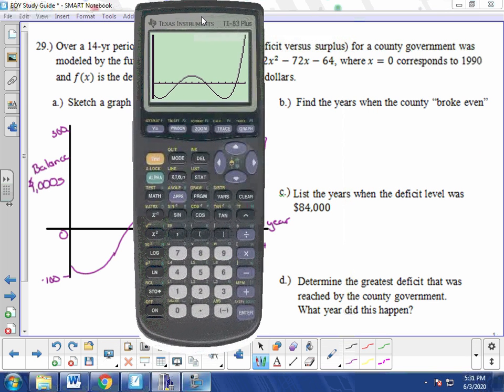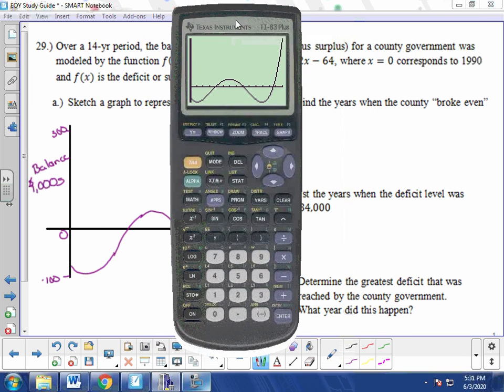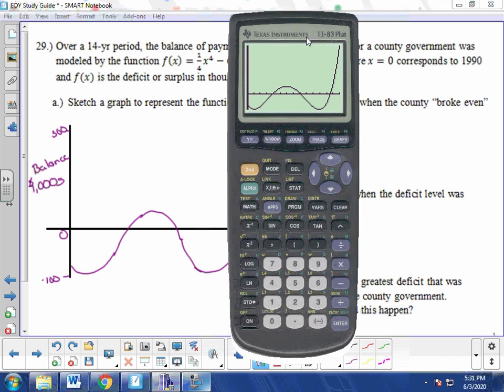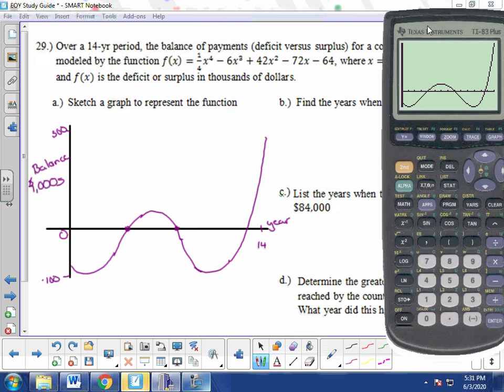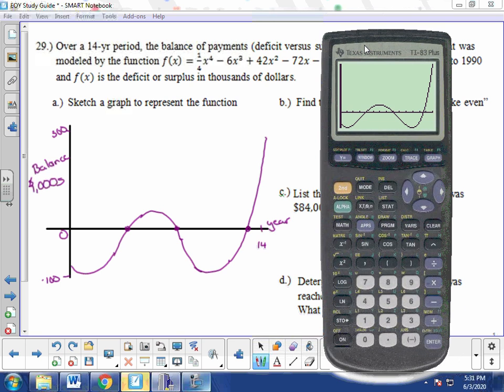So we know those years when the county broke even are going to be the x-intercepts. We can find x-intercepts by looking on the table if they are going to be perfect integers. We can find them on the table. Otherwise, we can hit second, calc, and then we can hit the button for 0.